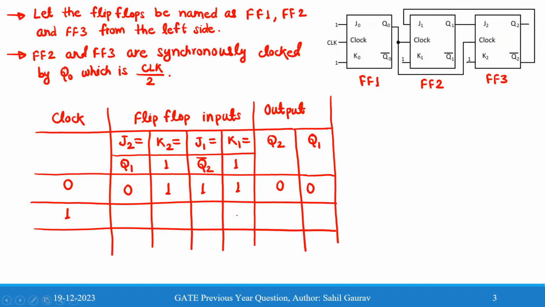So if J2 and K2 are 0, 1, that means it is in reset condition, so Q2 will come as 0. And when J and K are both 1, then you will get the toggle condition. The previous state is 0, so the next state will be toggle, that means 1. Now we will update the flip-flop inputs.